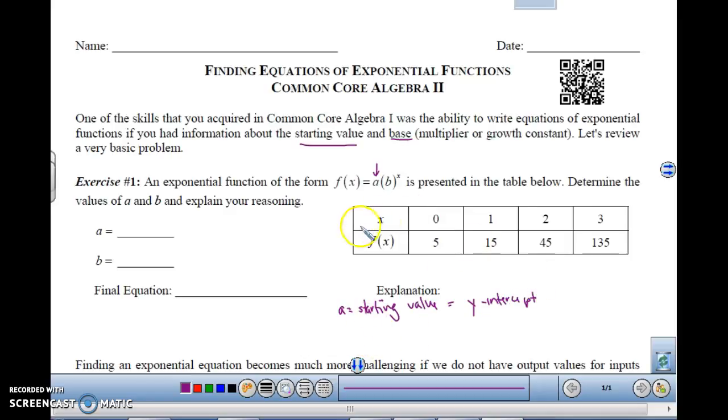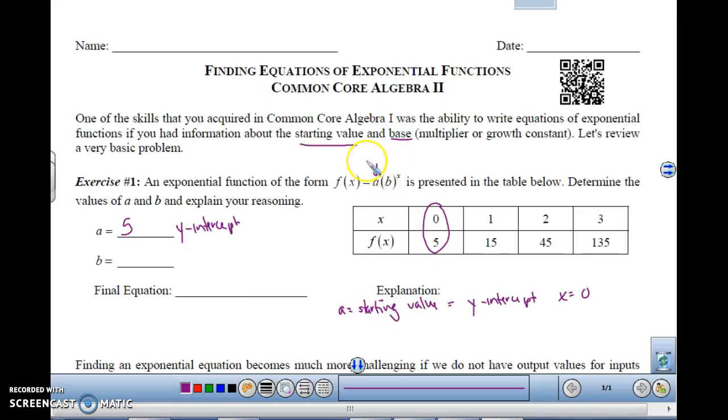Well, on our graph, here's our graph. What is the starting value? It is when x equals 0. So that is the y-intercept. So the a value in this case is going to be 5, because that is the y-intercept.